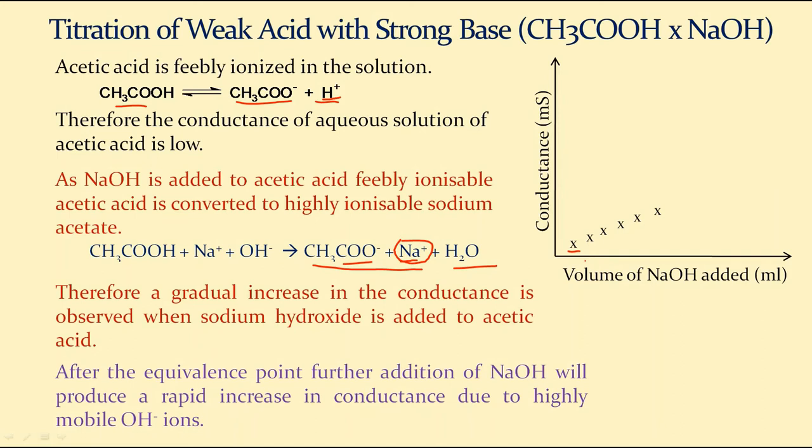This sodium hydroxide remains in the solution. We know sodium hydroxide is a strong electrolyte which produces freely or highly mobile hydroxyl ions. Obviously, we observe a clear increase in the conductance of the solution. Now, we plot the graph. We obtain two straight lines here, and the point of intersection gives you the end point, that is V2 dash, the volume of sodium hydroxide required to neutralize the HCl.